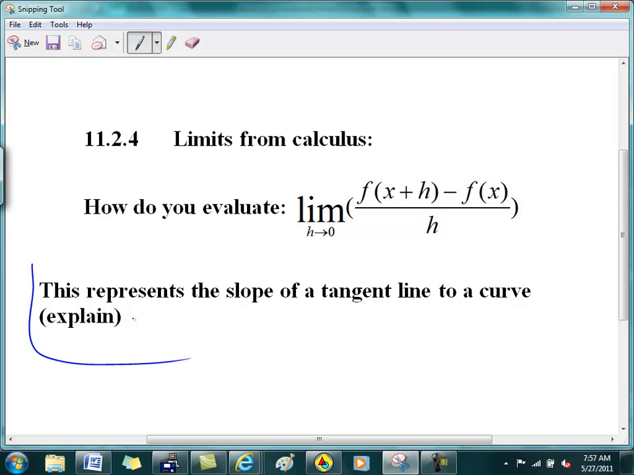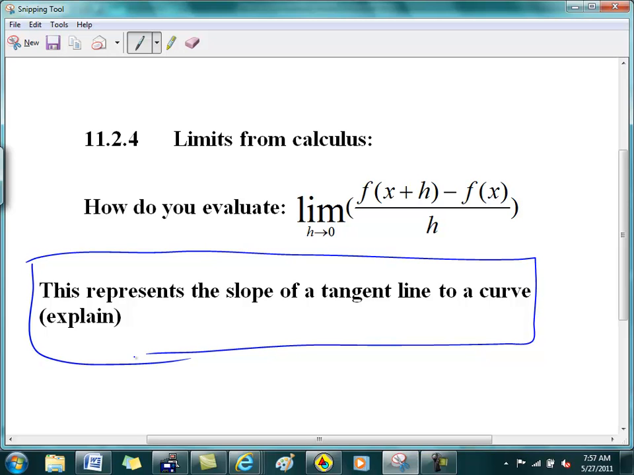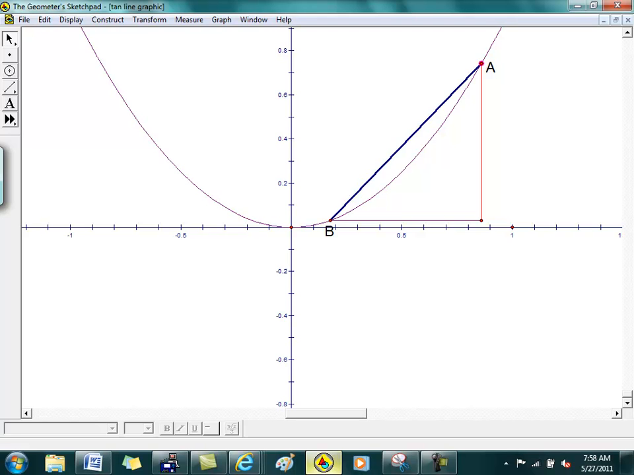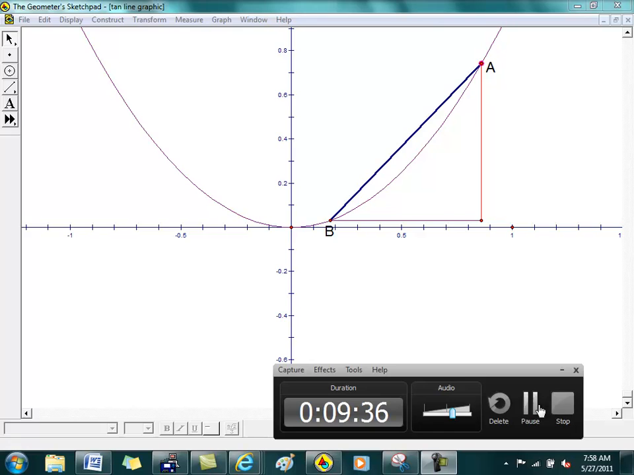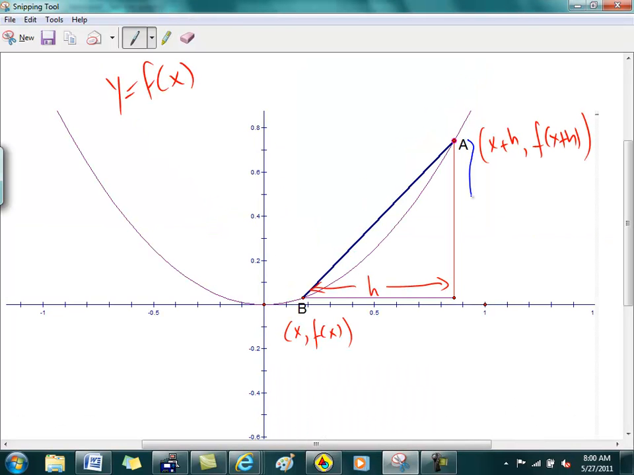And this is the key concept here. This represents the slope of a tangent line to a curve. Get this down and then I'll start explaining what I'm saying. Okay, everybody got this down? Take this down and I'll explain that. So here's a graph. Does everybody buy that? No? Okay, well, let's think about it.